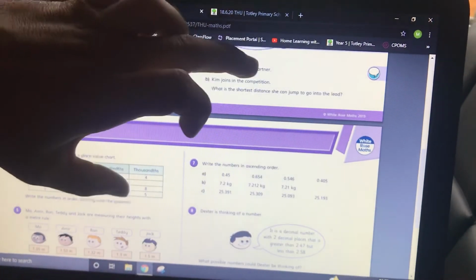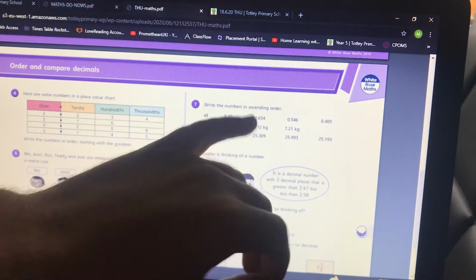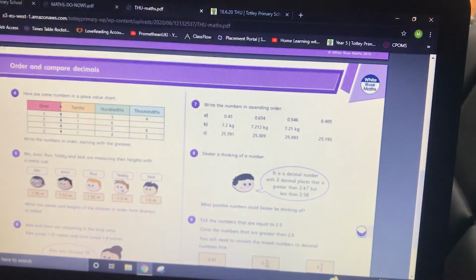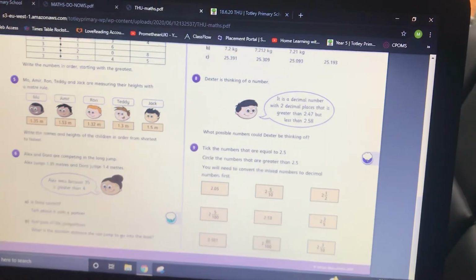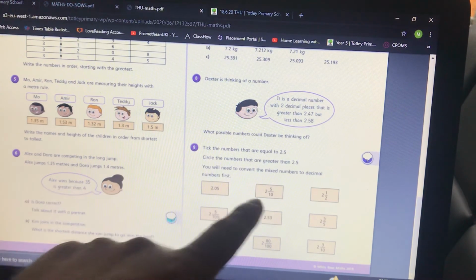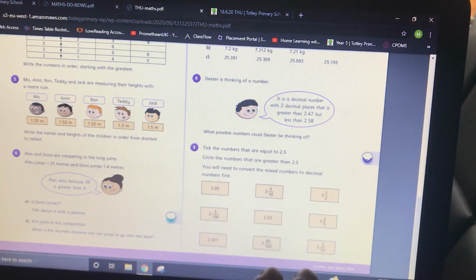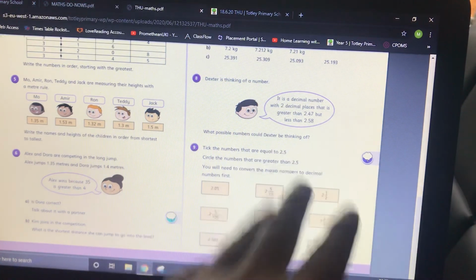Don't forget, obviously, those 2 pages are the same. Remember what ascending is. So ascend is, you know, to go up. It's probably more just this one here, really. Take the numbers that are equal to 2.5, circle the numbers that are, so basically write these out, but think about some of these ones. This is well within your capability.